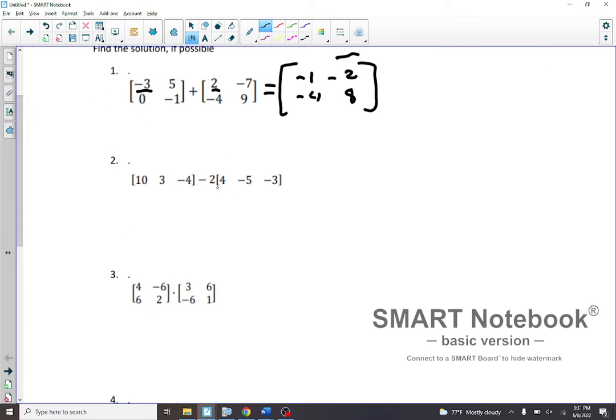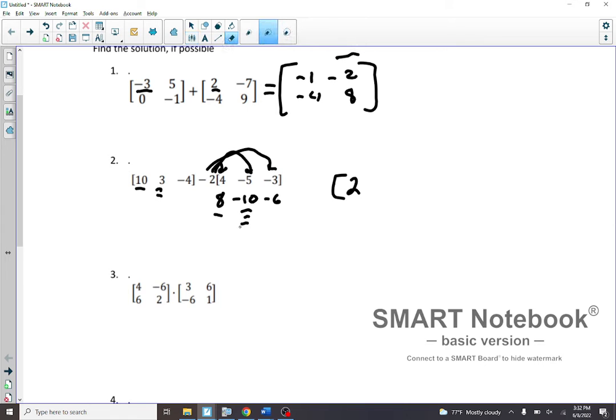Over here, we're going to subtract. But before that, we're going to distribute first. So I'm going to distribute the 2 here first. So this is 8, -10, -6. Then I'm going to subtract. So 10 minus 8 is 2. 3 minus -10 is positive, so 3 plus 10 is 13.